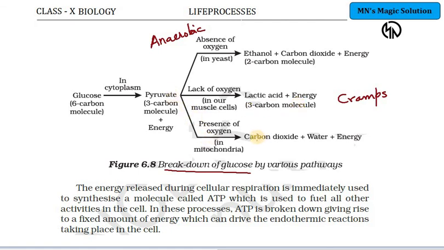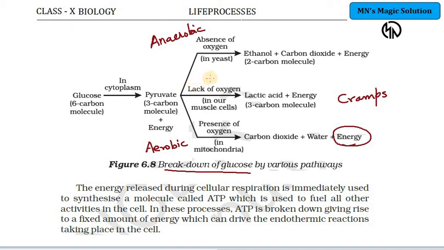The third sequence is the regular sequence. In the third sequence, generally in all living organisms, the respiration process is aerobic in nature, that is, in the presence of oxygen. So what happens to the pyruvate in the mitochondria of this living cell in the presence of oxygen? It gets broken down into carbon dioxide, water, and a huge amount of energy is liberated in the process. So this is the actual aerobic respiration pathway.